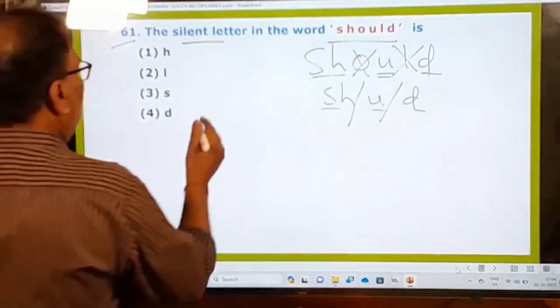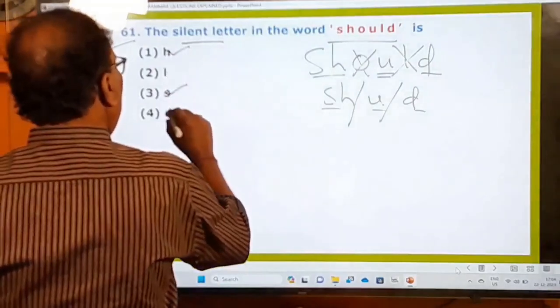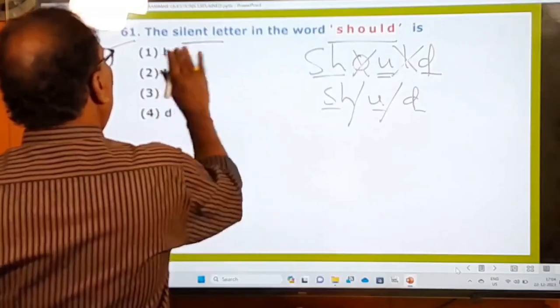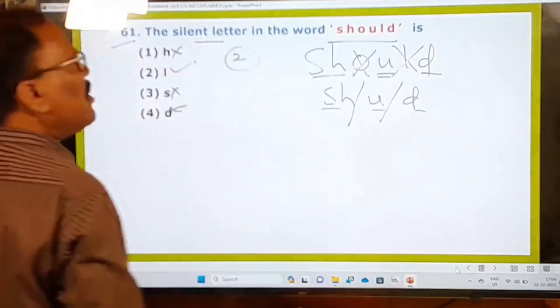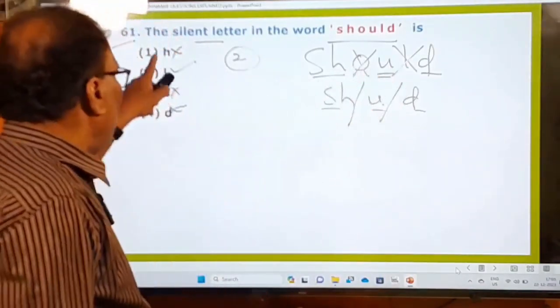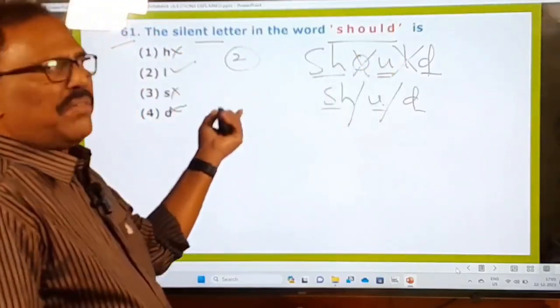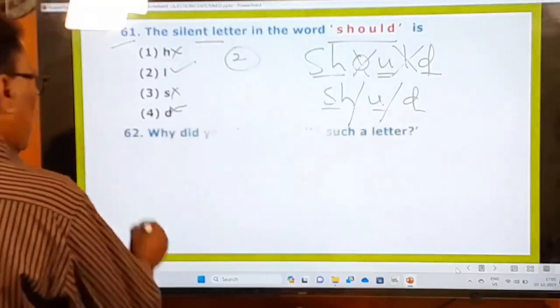But here this H is not silent. This S is not silent, this D is not silent, only this L is silent. Okay, so here these three things are wrong and only this one. So the second one is your answer. L is the silent one. Of course, these two things are silent, but in the answer options, only L is given, not O. That's why whatever is given, you have to mark it. Okay, yeah, right. And now you go to the second one, 62nd one.